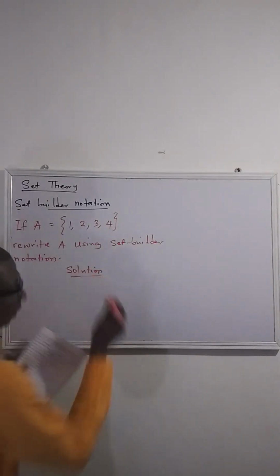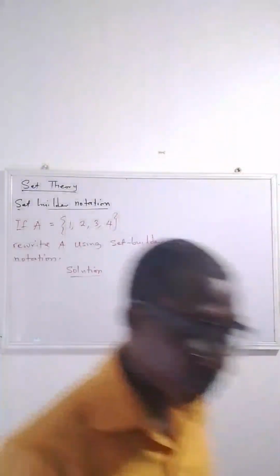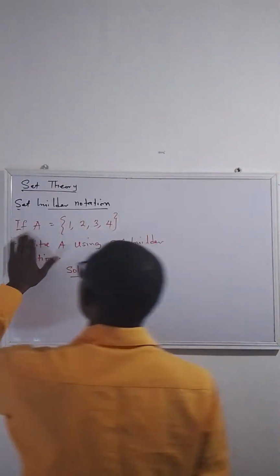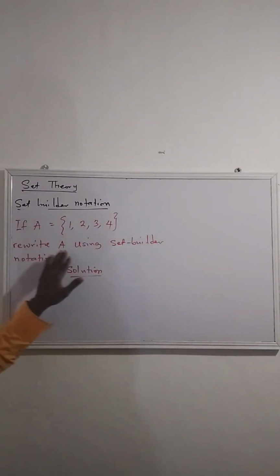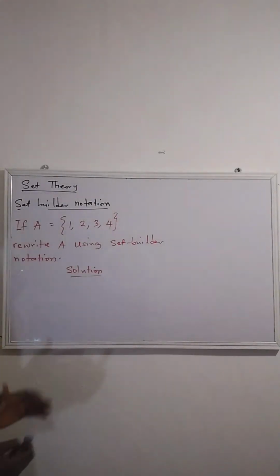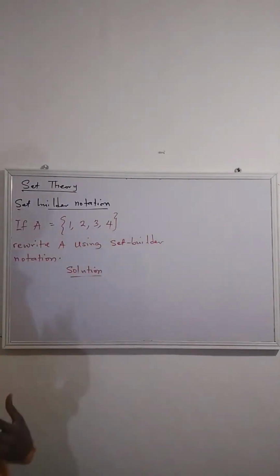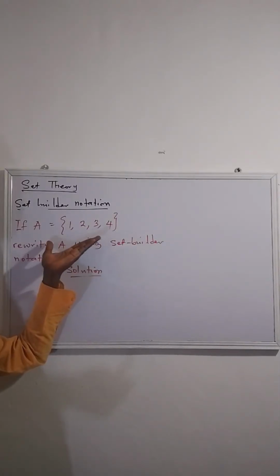So okay, now this is the question. So how do we solve this problem? Now A is the set of 1, 2, 3, 4. Now we have to rewrite A using set builder notation. The first thing I'm going to do is to examine these sets. I'll ask myself, what set of numbers are these?